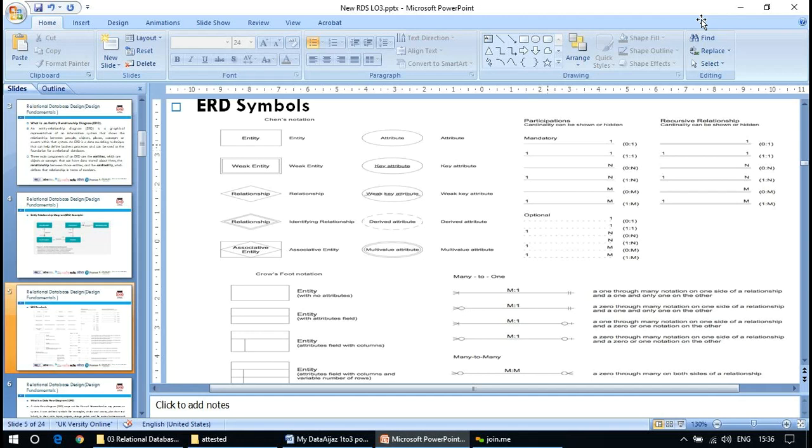So, and the participations are cardinality. The cardinality, how many number of times? That could be 1 to 1, 1 to 0, 0 to many, 0 to none, yeah. Then 1 to many, and these are the kinds of cardinalities, yeah.